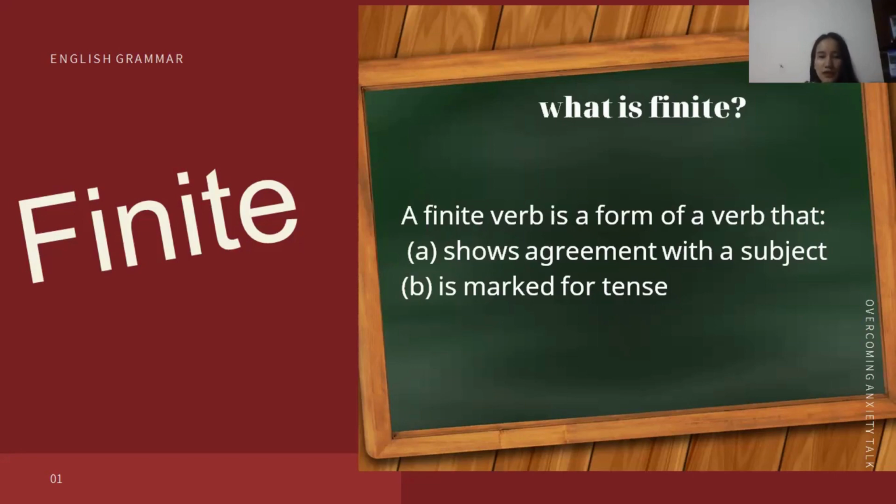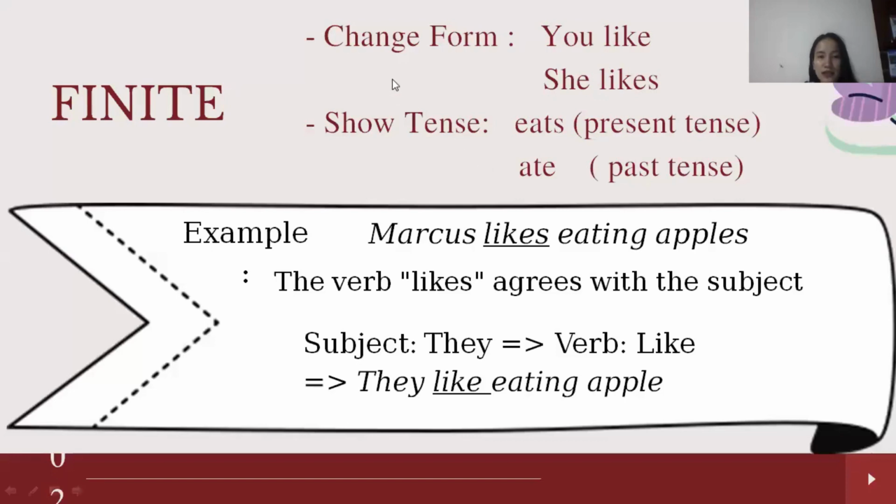So to say in another word, we can see that finite changes the form of itself, which means that it agrees with the subject, like you go with "like," and she goes with "likes." And the second point is that it shows the tense, meaning it is marked for tense, like it's at the present tense and it's at the past tense.